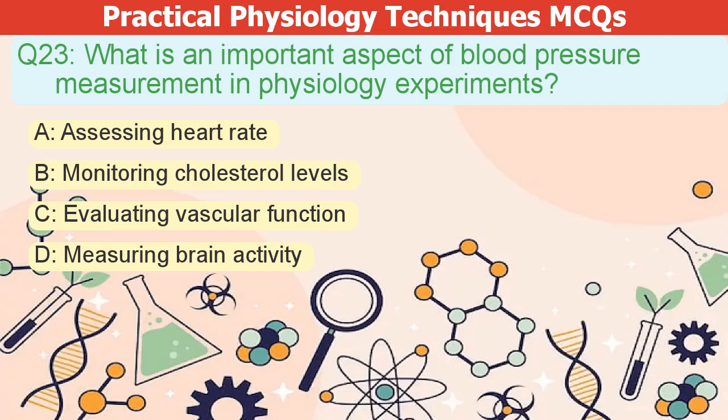What is an important aspect of blood pressure measurement in physiology experiments? A. Assessing heart rate. B. Monitoring cholesterol levels. C. Evaluating vascular function. D. Measuring brain activity.